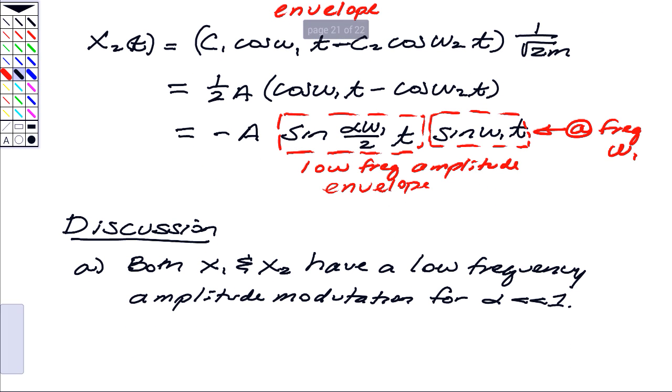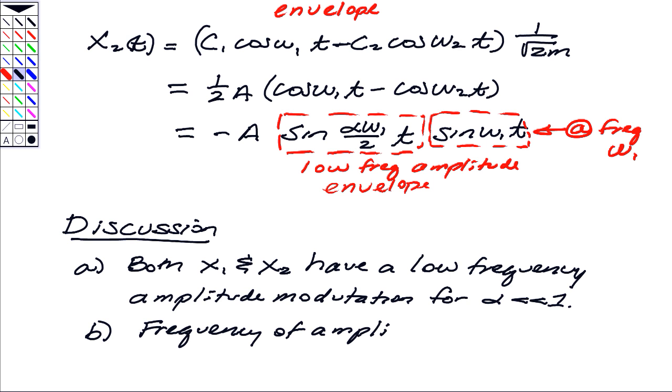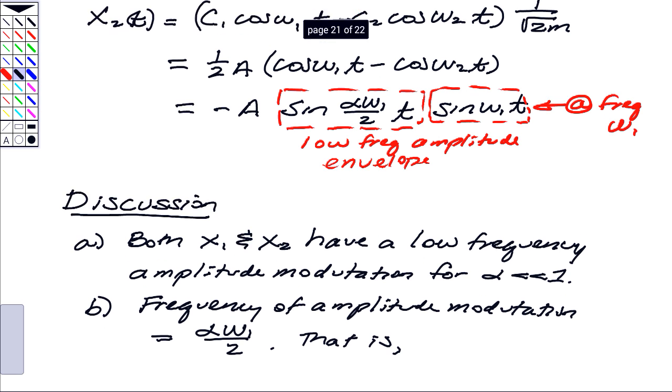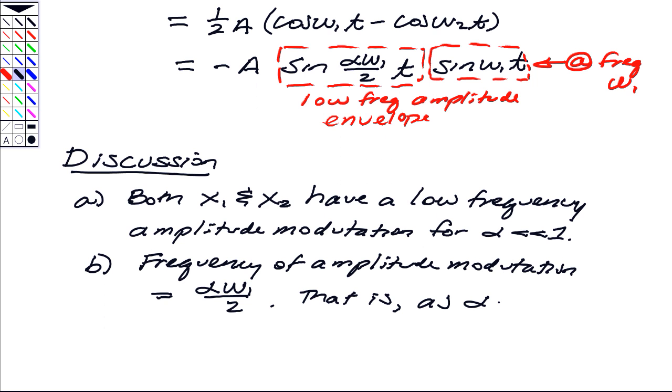The frequency of the amplitude modulation is equal to alpha times omega 1 divided by 2. In other words, as alpha becomes smaller, the period of the amplitude modulation goes up.